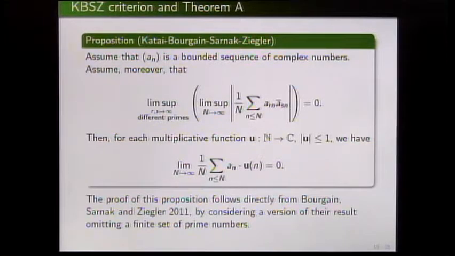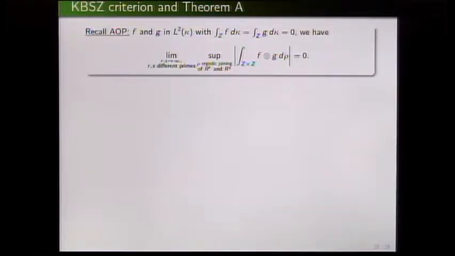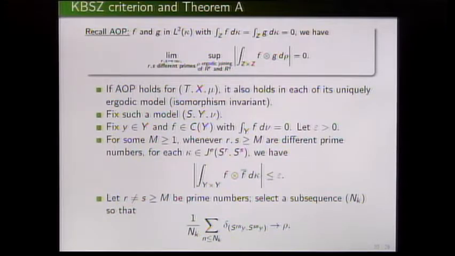So what do we have to know? It turns out that we should look at subsequences which are given by r n and s n. These are different prime numbers. And so here you have an expression. It tells you that if you look at r, s sufficiently large, then you should see that this is small. In fact, if you look at the original paper, it's not formulated this way. You have to see that this is also true and repeat the proof.